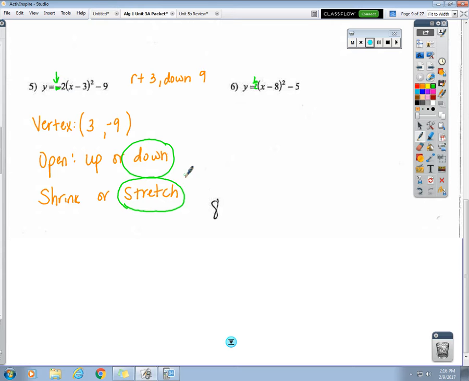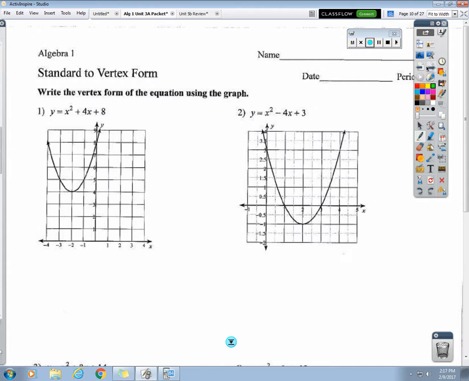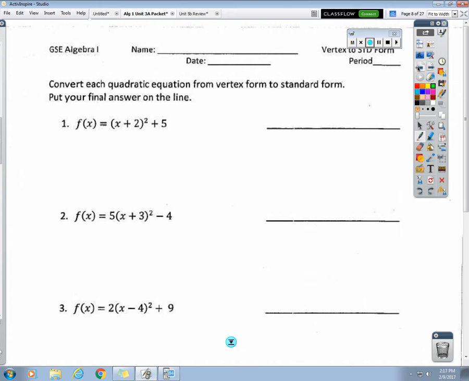Right, right. Okay, so that's what the first 4 questions look like. Then after that, you'll move into questions that look like this. And there's 3 of these, and you have to take it from vertex form to standard form. So just watch. We've already done these. You've already got these done in your packet. I'm just reminding you how to do them.